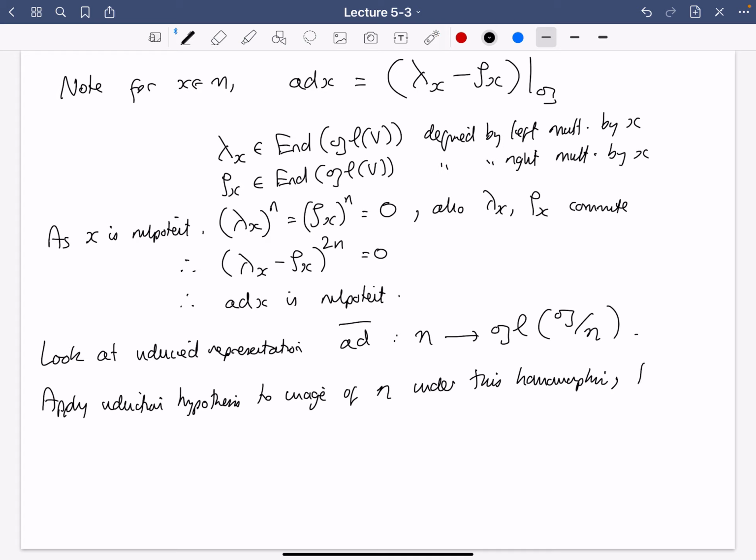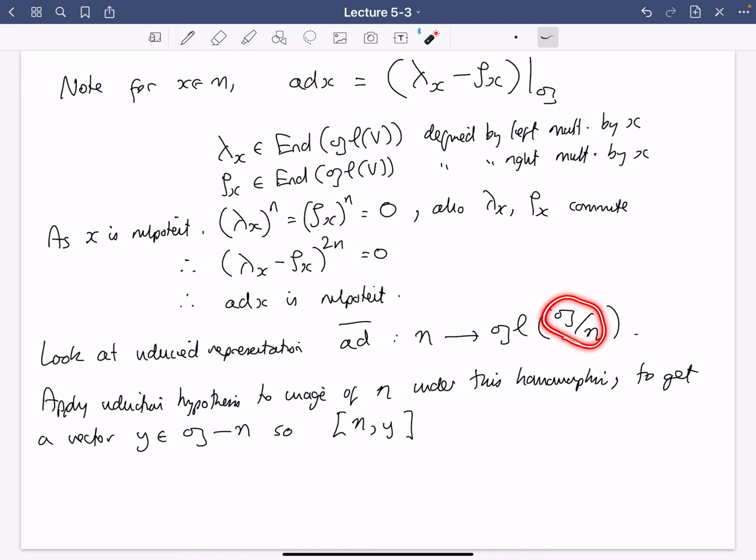And so we get a non-zero vector in this vector space, which is killed by n. If I just pick a lift back upstairs in G, we get a vector, let's call it maybe y. So that's a vector in G, but not in the subspace n. So when we act with this ad, so that's just taking the Lie bracket with n, it's 0 in G mod n, so that just means that the bracket of n with y lies inside n.